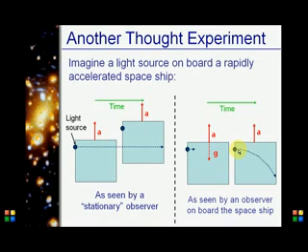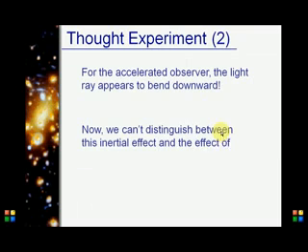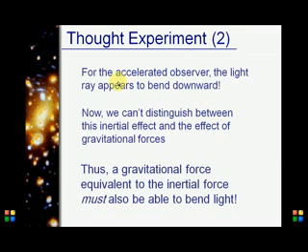So light coming to us is not just straight on the big scale in the cosmos, it bends because of huge massive bodies. It only bends from massive bodies, stars and so on. So for the accelerated observer, the light ray appears to bend downward, as we said. Now we can distinguish between this inertial effect and the effect of gravitational forces. Thus a gravitational force equivalent to the inertial force must also be able to bend light.